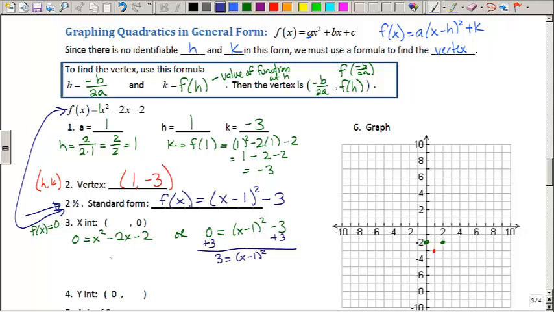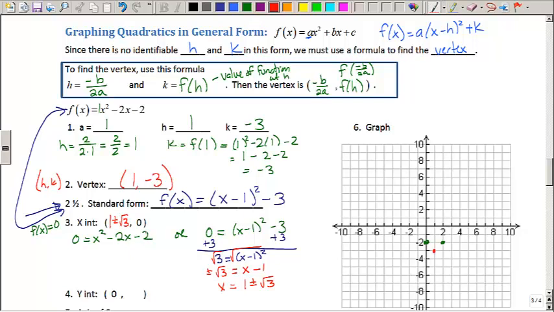You are welcome to use the quadratic formula, but I'm not going to. I'm going to show you the square root method. So we have plus or minus the square root of 3 equals x minus 1. Add 1 to both sides, I'm getting x is equal to positive 1 plus or minus the square root of 3. So that is my x-intercept, 1 plus or minus the square root of 3, comma 0.